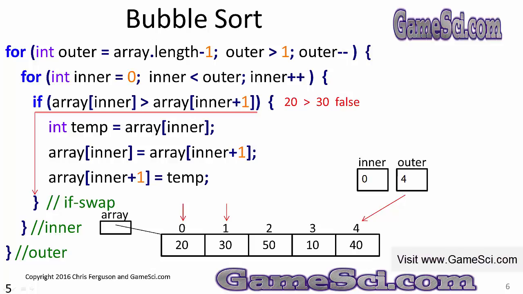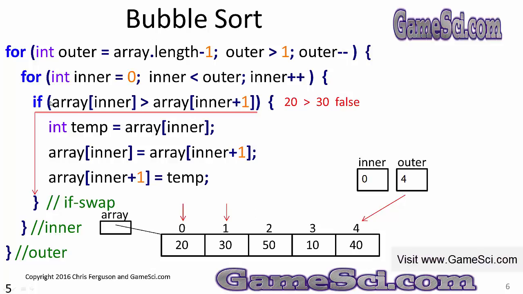The way this algorithm works is it slides down the array and compares two adjacent numbers, and if those two numbers are out of order, it swaps them. If they're not out of order, it leaves them alone. 20 greater than 30 is a false statement. 20 and 30 are not out of order. So what it decides to do is nothing.